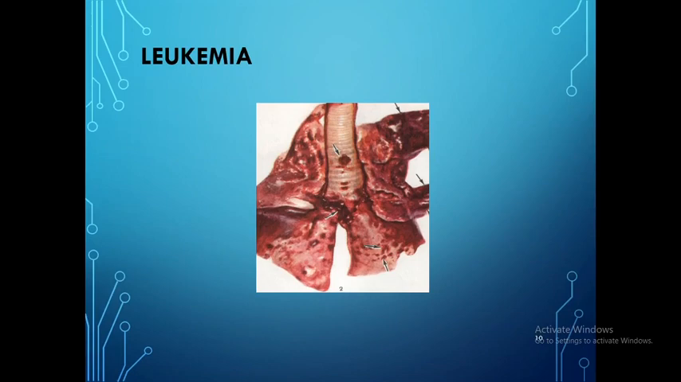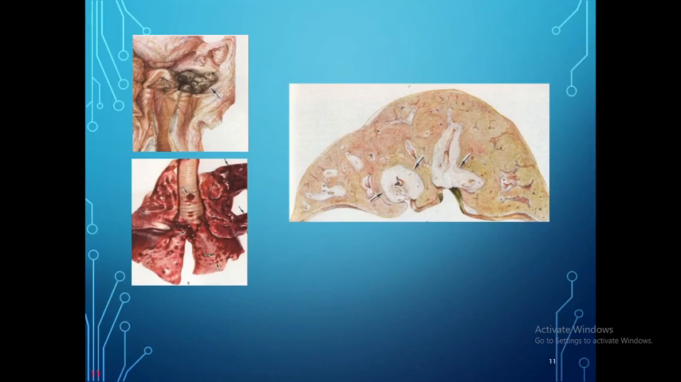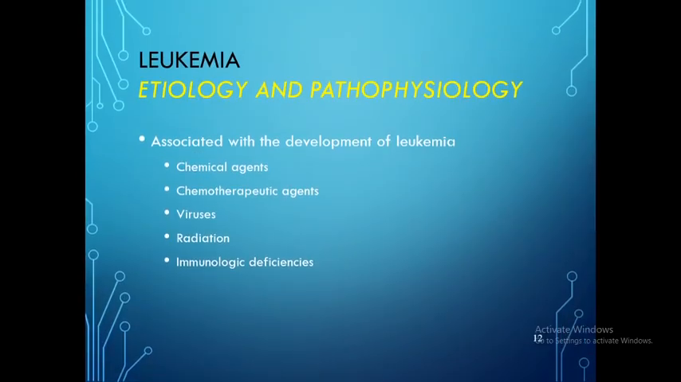Then the next disorder of the hemopoietic system, that is leukemia. Leukemia is a type of blood cancer. What are the things associated with the development of leukemia? Chemical agents, chemotherapeutic agents, viruses, radiation, and maybe immunologic deficiencies.